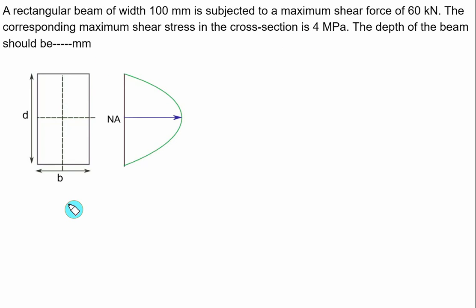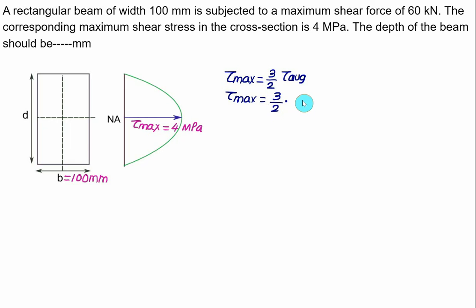For this rectangular section, we have width B equal to 100 mm. Depth we have to find out. At the neutral axis we have shear stress maximum, and this value of tau max is given as 4 megapascal. For a rectangular section, the maximum shear stress, tau max, is equal to 3 by 2 of the average shear stress, tau average. And tau average is the same as the shear force divided by area. So we have tau max equal to 3 by 2. Shear force is V, area is equal to BD.